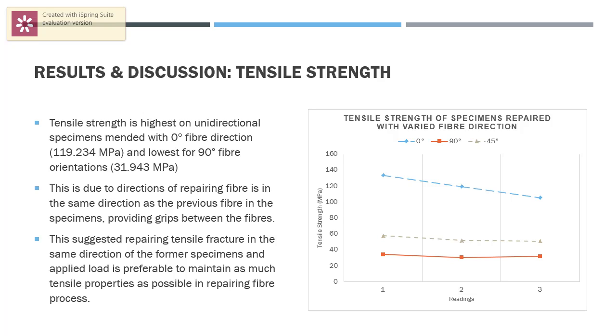Tensile strength is highest on the unidirectional specimen mended with 0-degree fiber direction at 119 megapascal, and lowest for the 90-degree fiber orientation at about 32 megapascal. This is due to the direction of the repairing fiber being in the same direction as the previous fiber in the specimens, providing grips between the fibers. This suggests repairing in the same direction as the applied load on the former specimens is preferable to maintain as much tensile properties as possible in the fiber repairing process.